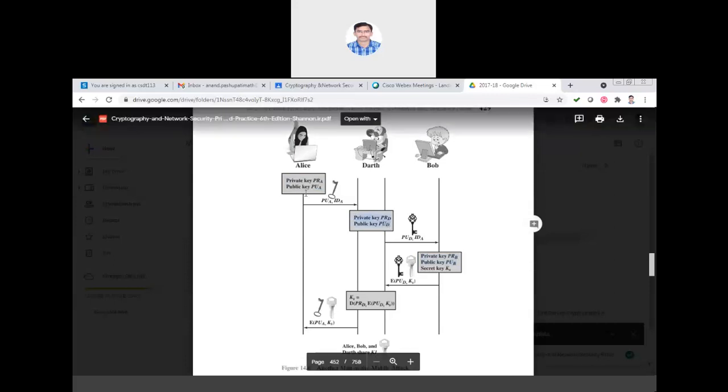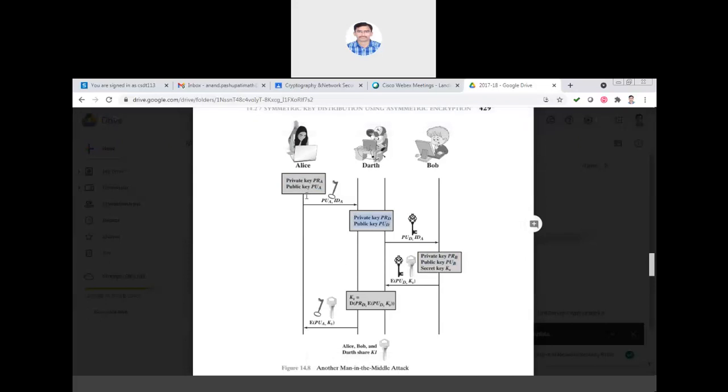Okay. So in the previous process which you have seen, there are only two transactions, right? What is happening in the first transaction? A is simply sending his public key and his details. The same thing is happening in the first transaction in the earlier diagram. A is sending his public key along with his IDA to B.